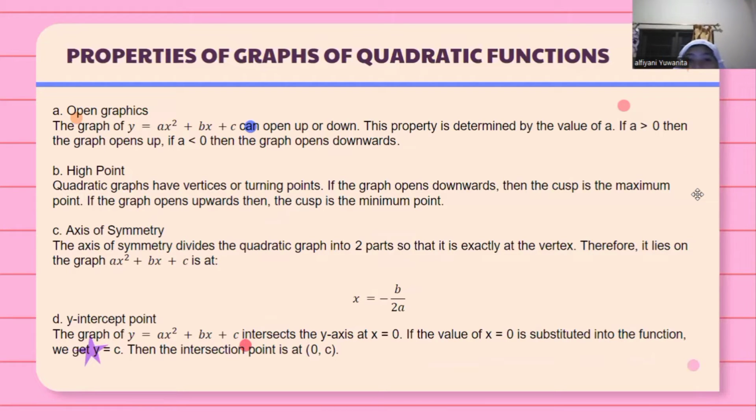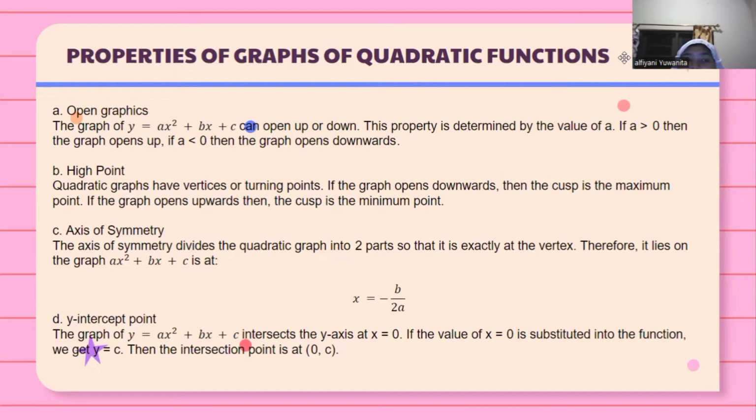Properties of the graph of a quadratic function. Number 1 is the opening of the graph. The graph of y equals ax squared plus bx plus c can open up or down. This property is determined by the value of a. If a is greater than 0, then the graph opens up, or if a is less than 0, then the graph opens downward.